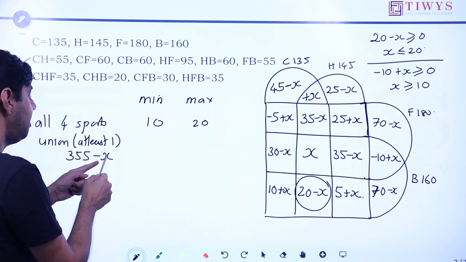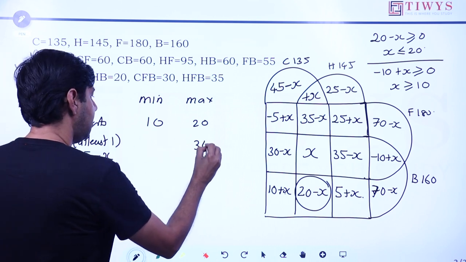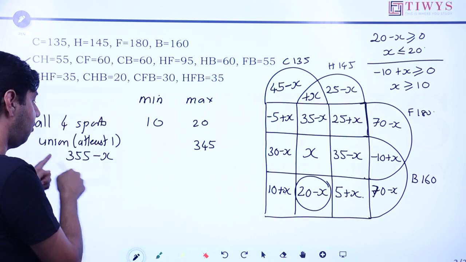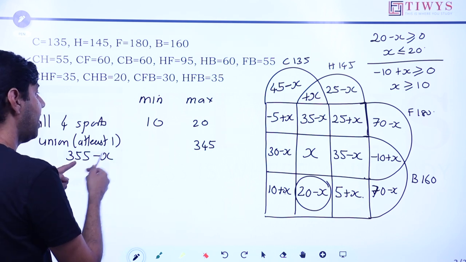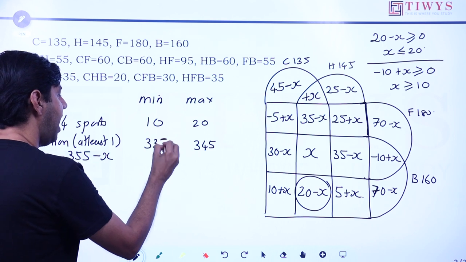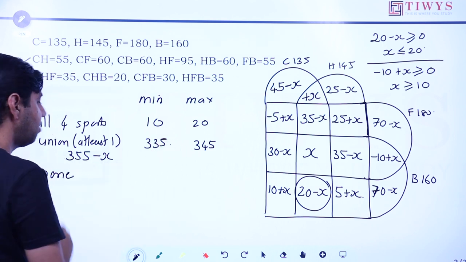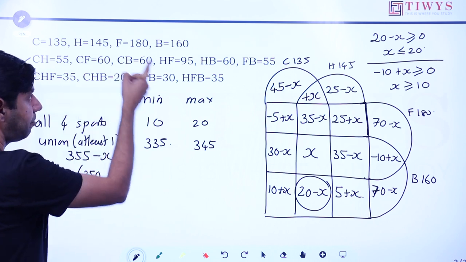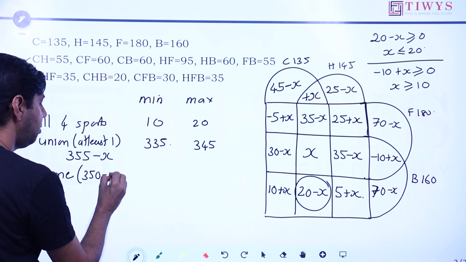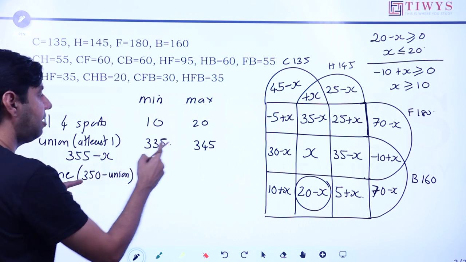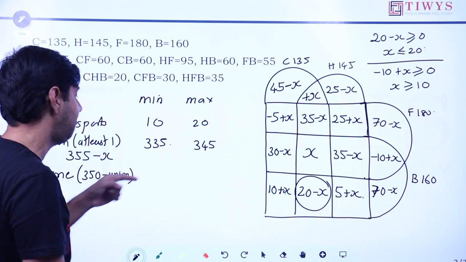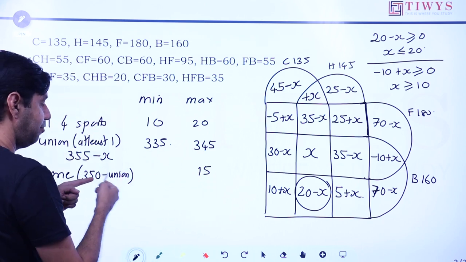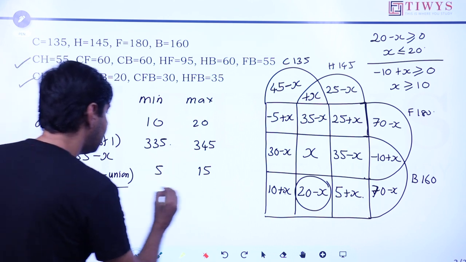Now, if x is minimum 10, I'm going to get the maximum value here, 345. If x is maximum, I'm subtracting a larger number. What will be left over will be a minimum number. So when I subtract the 20, I would be getting 335. And then the question is, how many minimum and maximum people play none? The none is nothing but the total number. The total number was 350. I forgot copying that here. And minus the union. Union is at least one, so when we subtract 350 minus a smaller number, 335 is a smaller number, gives me 15, which is going to be the maximum value. 345, I'm subtracting a larger number, which will give me the minimum. So these are three standard questions.